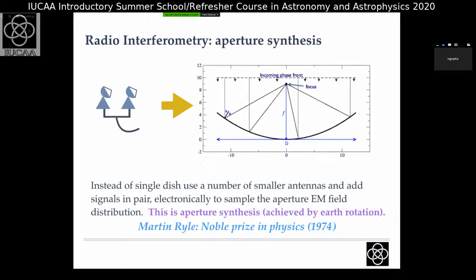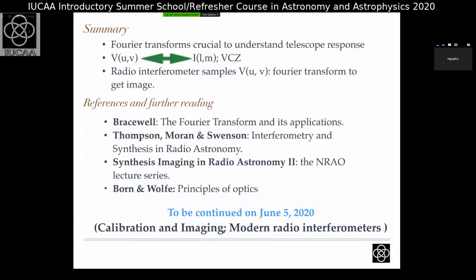Electronically, we sample the aperture EM field distribution, and this is what is called aperture synthesis, achieved by Earth's rotation. To practically realize it, this was done by Martin Ryle. He played a very key role in this, and he was awarded a Nobel Prize in physics for practical applications of this technique in 1974. So this is the high point at which I would like to end. This is my summary slide for today.